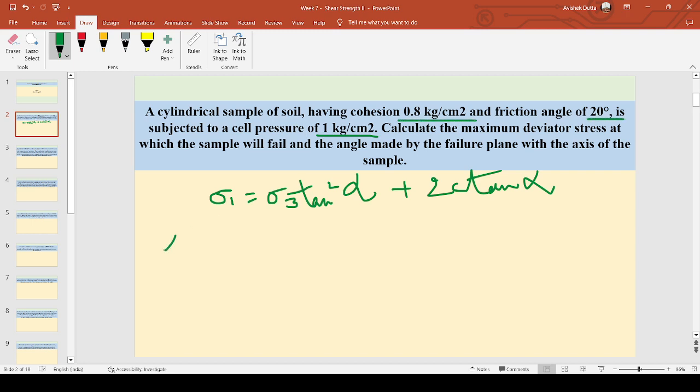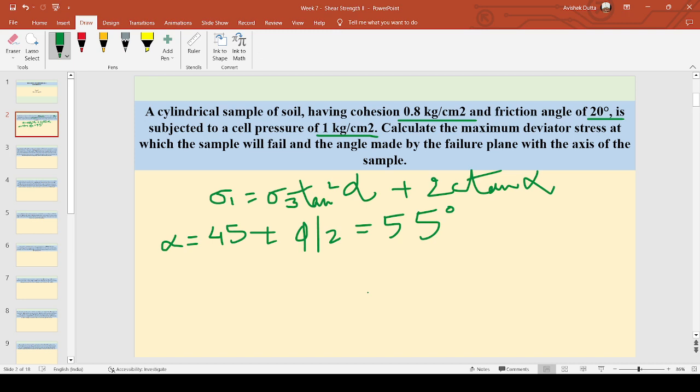As we know, alpha equals 45 plus phi divided by 2. I get the value of alpha as 55 degree. Yes, 20 by 2, 10 plus 45, 55 degree. 55 degree is the value of alpha.